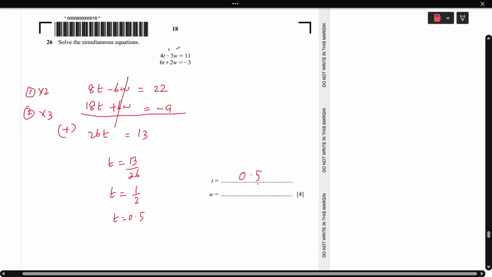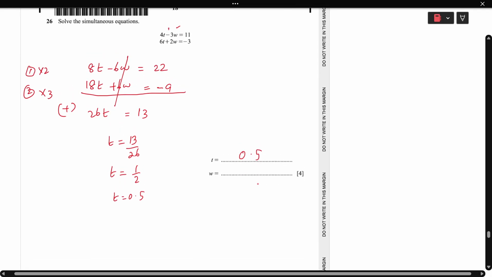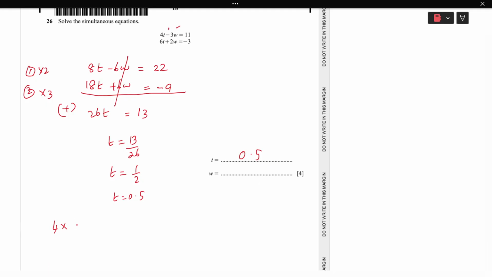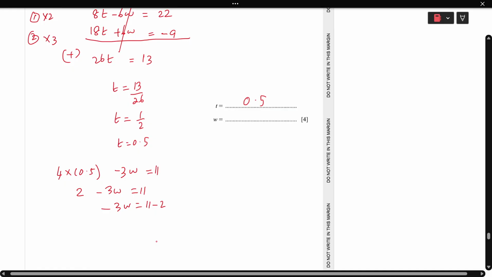Now substitute this value into any one of the equations. I'll choose the first equation: 4 times the t value, that is 0.5, minus 3w equal to 11. 4 times 0.5 is 2, because 5 times 4 is 20, then one decimal place from the right side. So 2 minus 3w equal to 11. I'll push this to the other side: negative 3w equal to 11 minus 2. So negative 3w equal to 9.